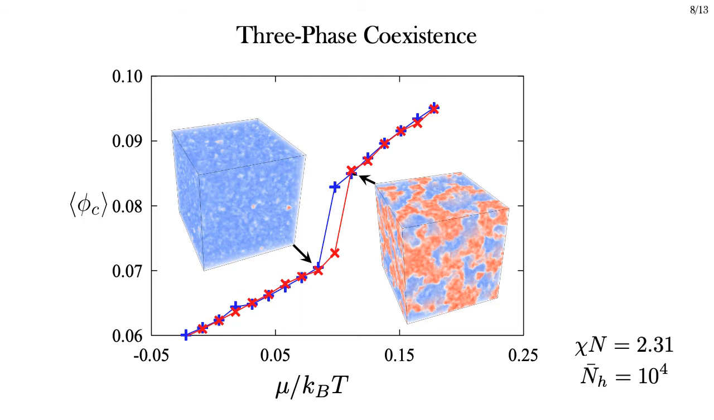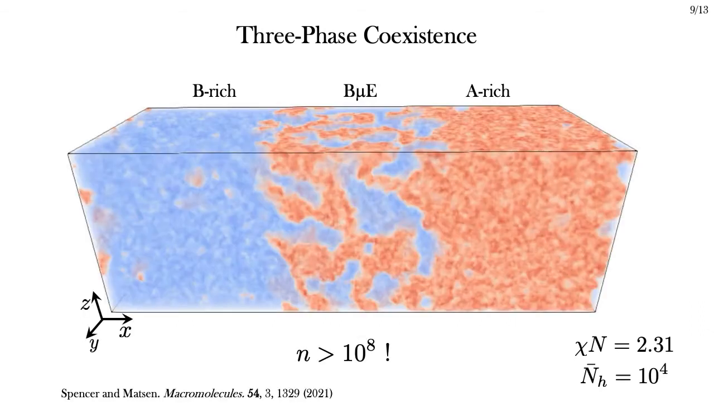Now that we know what each of these configurations looks like, we can directly simulate three-phase coexistence by splicing the configurations together and running simulations in the canonical ensemble. Such a splice results in a configuration that looks like this. Note that this box is quite huge. It represents over 100 million molecules. This would be near impossible with particle-based simulations.